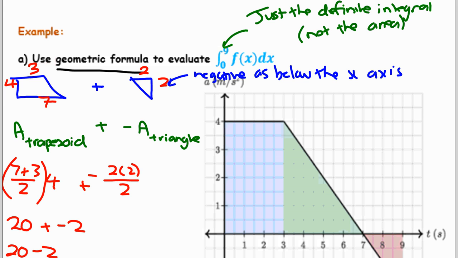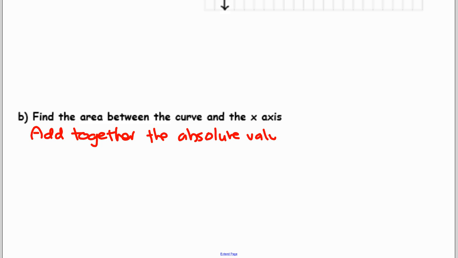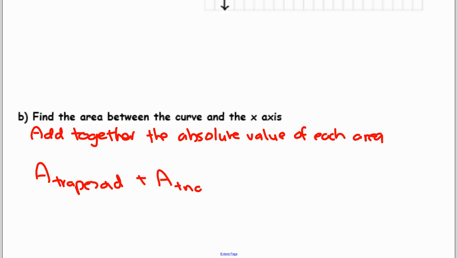So it says just a definite integral, not the area between the curve and the x-axis. So add together the absolute values of each area. Absolute value of each area. So it's going to be the area of the trapezoid, trapezium, plus the area of a triangle equals 20 plus 2 equals 22. 22 square units if you want to write it as these.